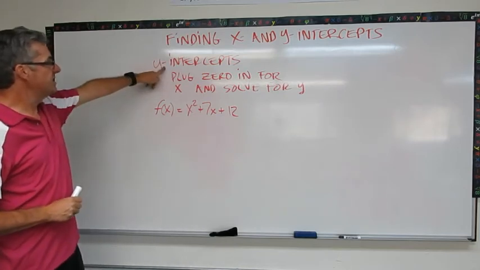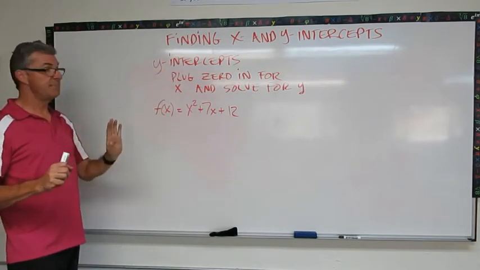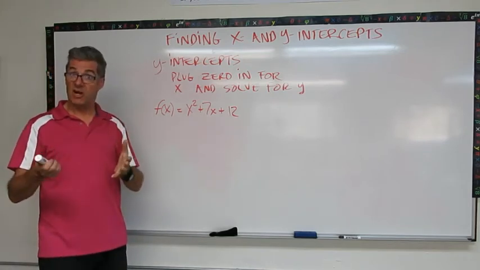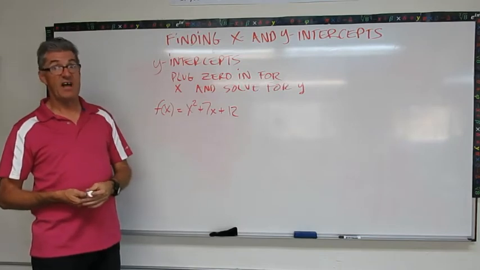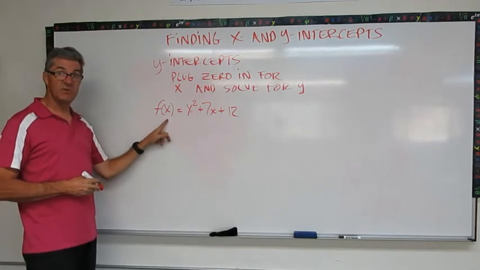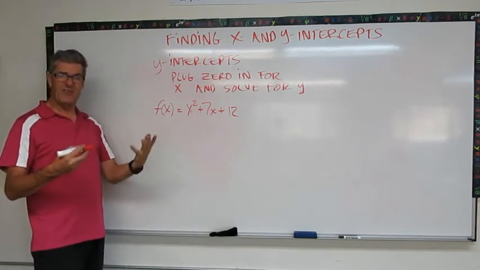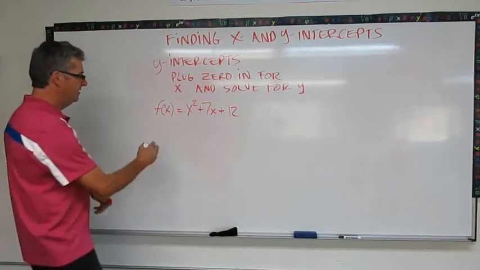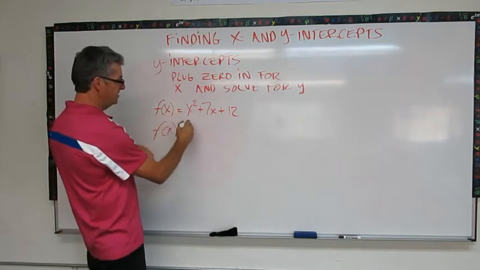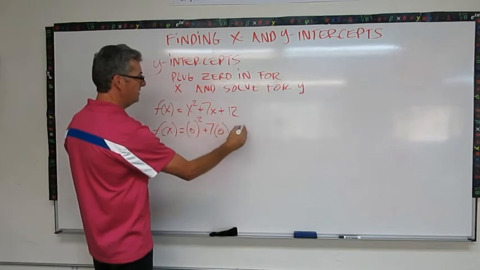Check it out. For y-intercepts, plug 0 in for x and solve for y. It's super simple, because remember, when the graph crosses the y-axis, the x value is 0. So that's what makes this one so easy. Here's that same function we looked at before, where the intercepts were (negative 3, 0) and (negative 4, 0). Let's find the y-intercept. So I'm just going to do f of x equals 0 squared plus 7 times 0 plus 12.